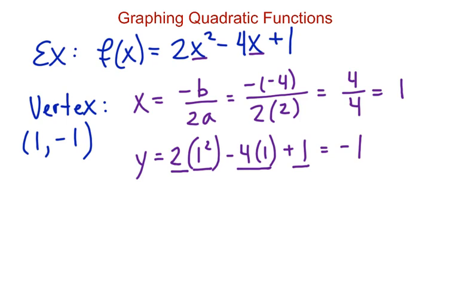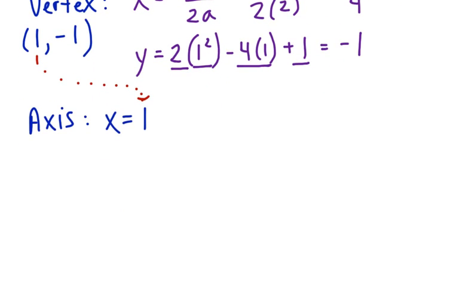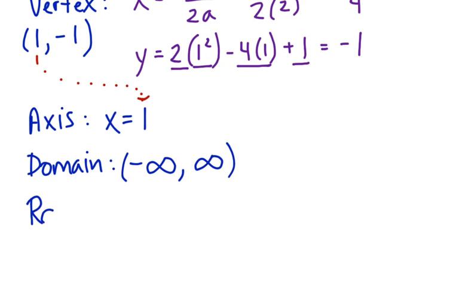If that's our vertex, the axis is just x equals 1. That's again coming from the x value of the vertex. Domain we said is always negative infinity to infinity, so that's still true here. So negative infinity to infinity. And the range, you can think about it and figure it out at this step. If you like, you can make your graph and then come back to it. Just don't forget. So I'm going to go ahead and leave it, and we'll come back to it again here.